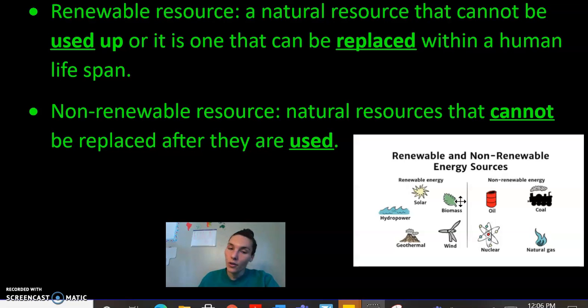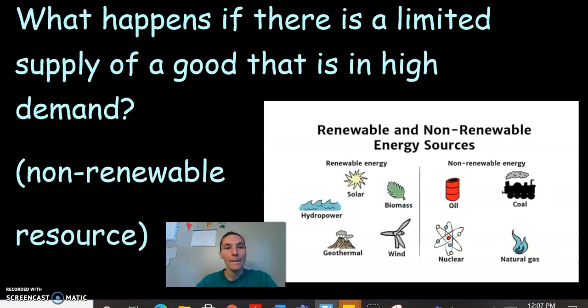So, anyway, a non-renewable resource is a natural resource that cannot be replaced after it's used up, like oil. Once it's gone, or coal, or natural gas, or nuclear energy. Make sure you have your notes. You might want to pause.